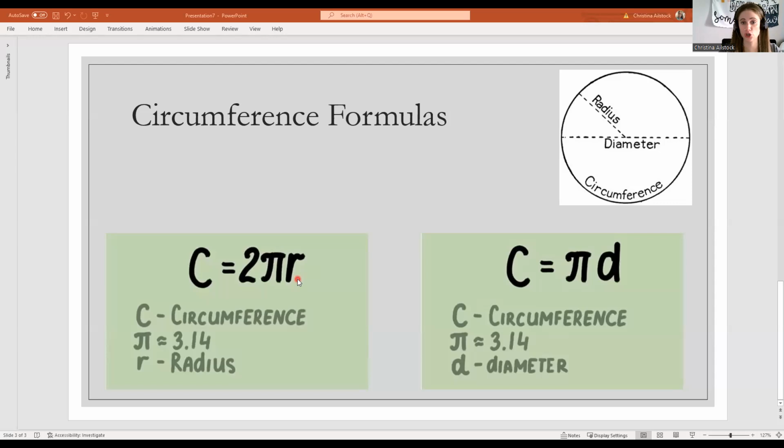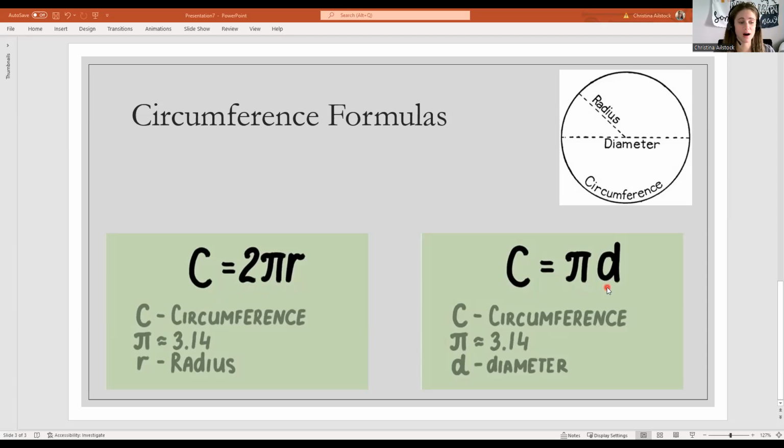So if you are given your radius, this is our formula here. Your circumference is equal to 2 times the number pi times the radius. So it's just pretty much straightforward multiplication, and that will give you the circumference. Then if you're given the diameter, the formula is just a little bit different, and that is your circumference is equal to pi times your diameter.